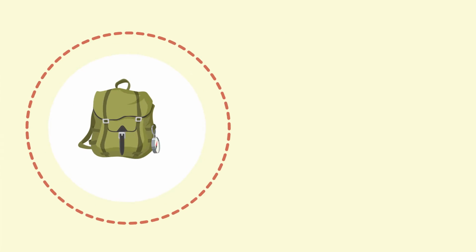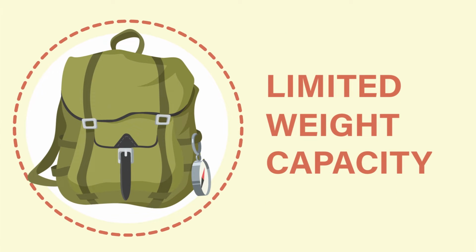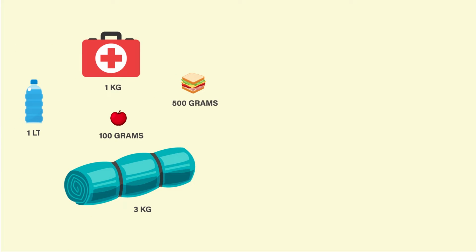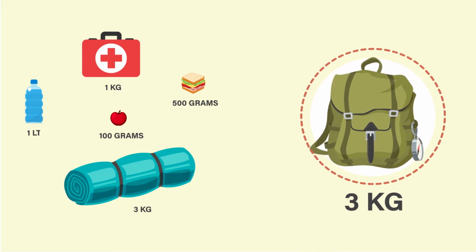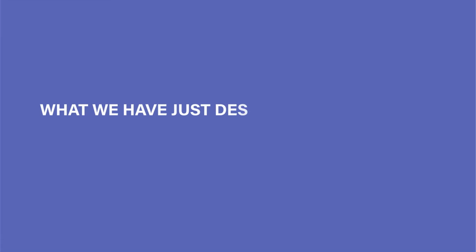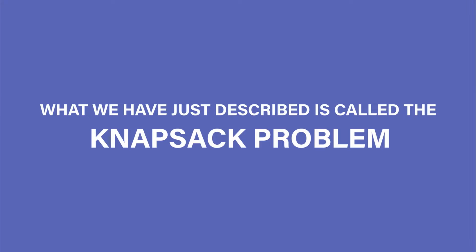Each item type has a given set of two attributes, a weight and a value that quantifies the level of importance associated with each unit of that type of item. Since the knapsack has a limited weight capacity, the problem of interest is to figure out how to load the knapsack with a combination of units of the specified types of items that yields the greatest total value. What we have just described is called the knapsack problem.